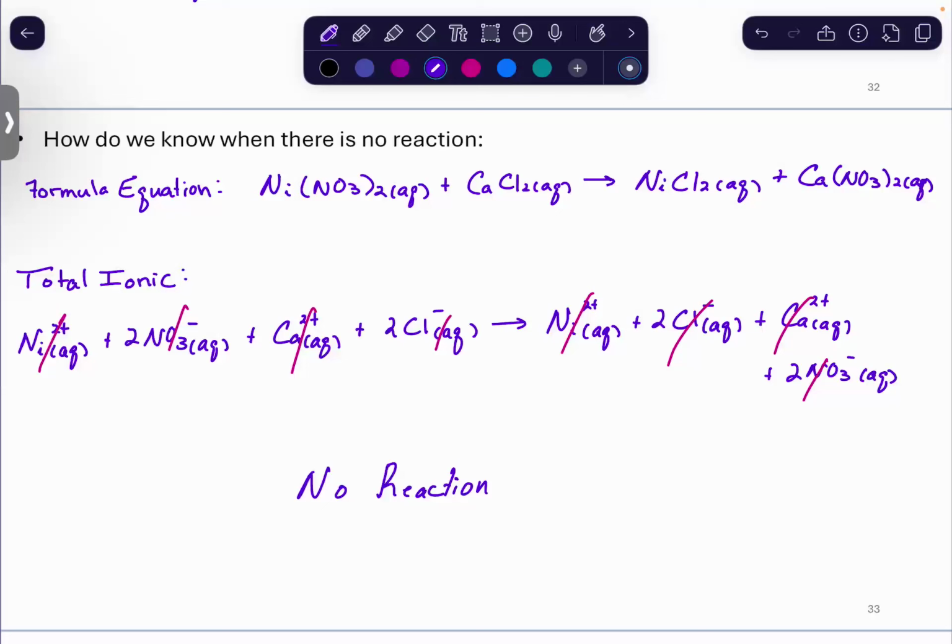There could be other situations where there's no reaction. Let's say you try to mix a bunch of things together and nothing is soluble. They're not going to react, at least in solution.